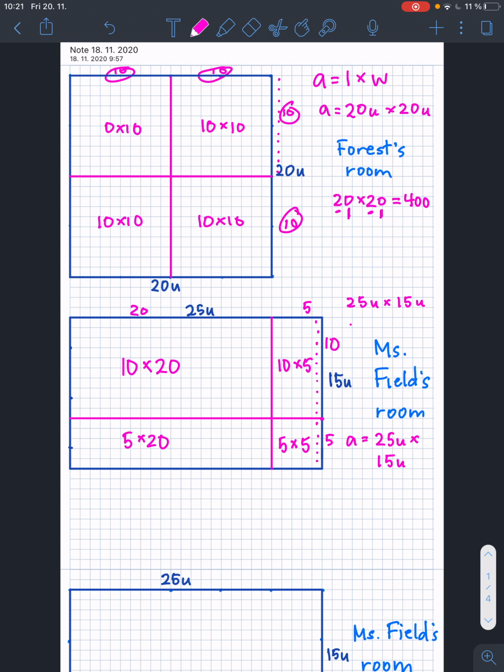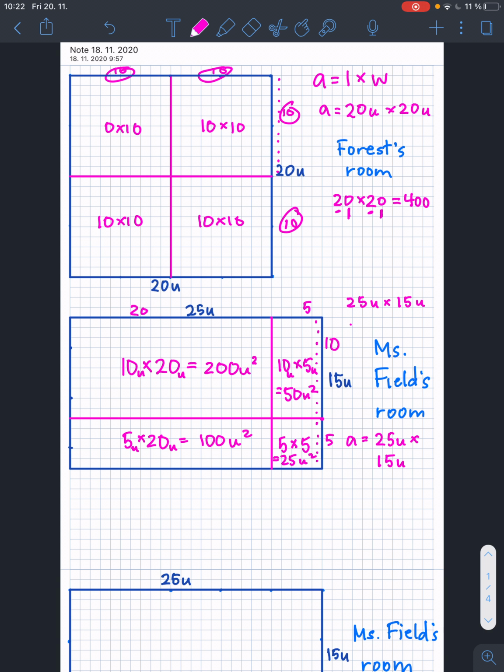Now we have 4 smaller equations that are easier to work with. 10 times 20 equals 200. And because we're dealing with area, I'm going to put units squared there. 5 times 20 is 100 units squared. 10 units, I could put the units in there to make it easier to see. Okay, 10 units times 5 units equals 50 units squared. And 5 units times 5 units equals 25 units squared.